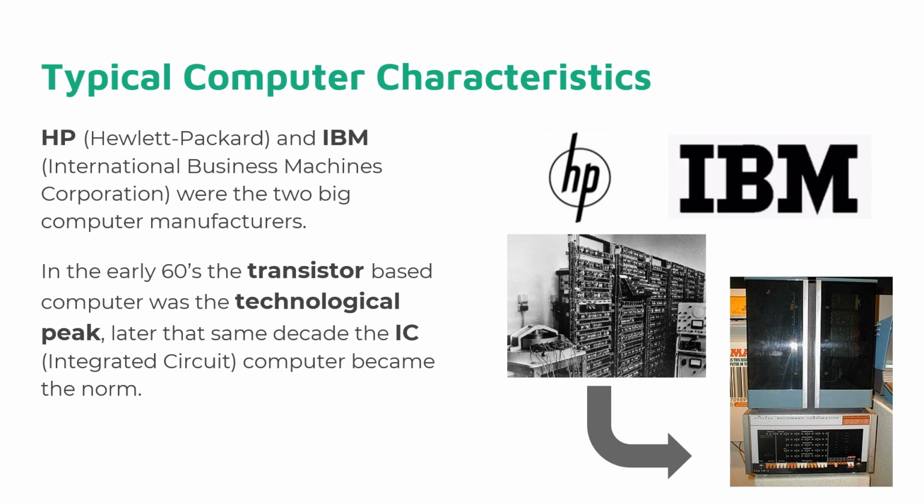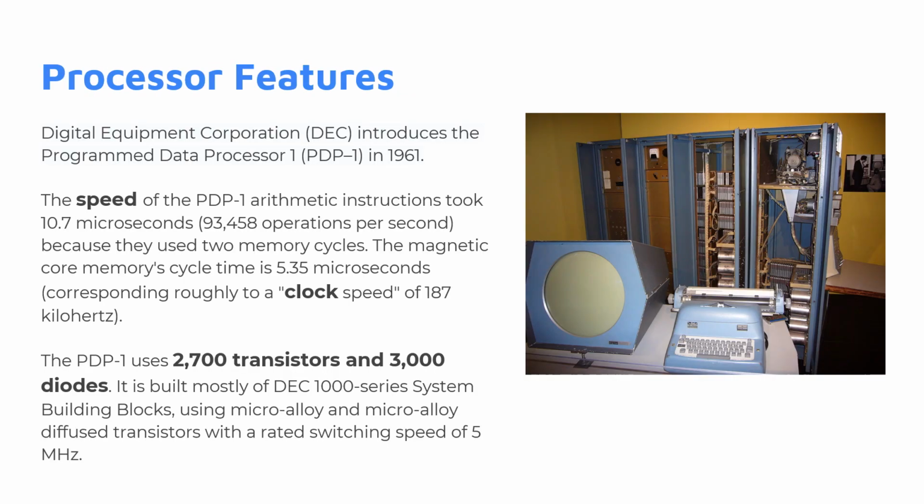Now, the typical computer characteristics. Well, HP and IBM were the two big computer manufacturers of the decade, and in the early 60s, the transistor-based computer was the technological peak, but later that same decade, the IC computer became the normal standard. And processor features, well, there were many processors, but the Digital Equipment Corporation, DEC, introduced the Program Data Processor 1, PDP-1, in 1961.